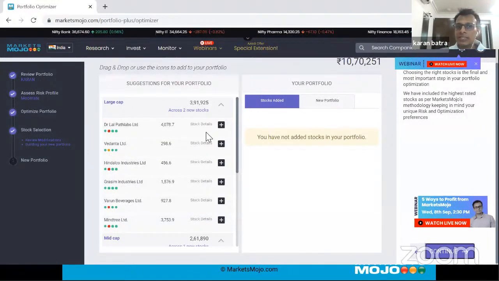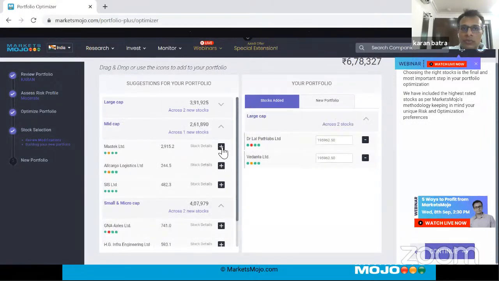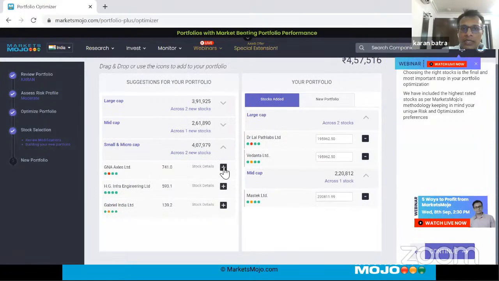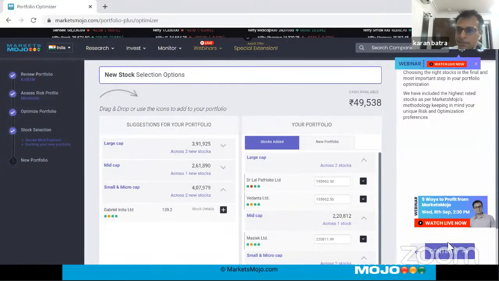You'll get the portfolio suggestions. So let's say I can select any two here. I want to select any one mid cap and any two small caps. So this is the entire portfolio that we have created. There might be some cash remaining because of the stock prices.